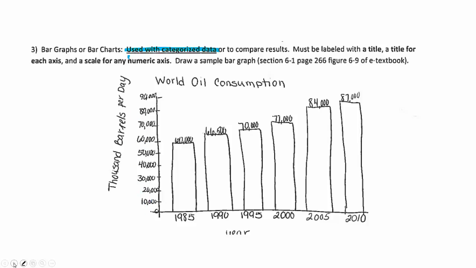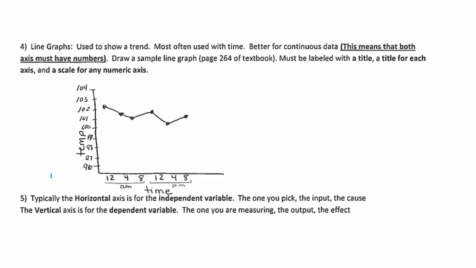Our next type of graph is the line graph, and I just drew a very small portion of the line graph. The line graph, again, has paired data. So in this case, a time was paired with a temperature. However, it must be continuous, whereas the bar graph can have categories. This one has to have numbers on both axes. So since time is numeric, temperature is numeric, this works for a line graph.